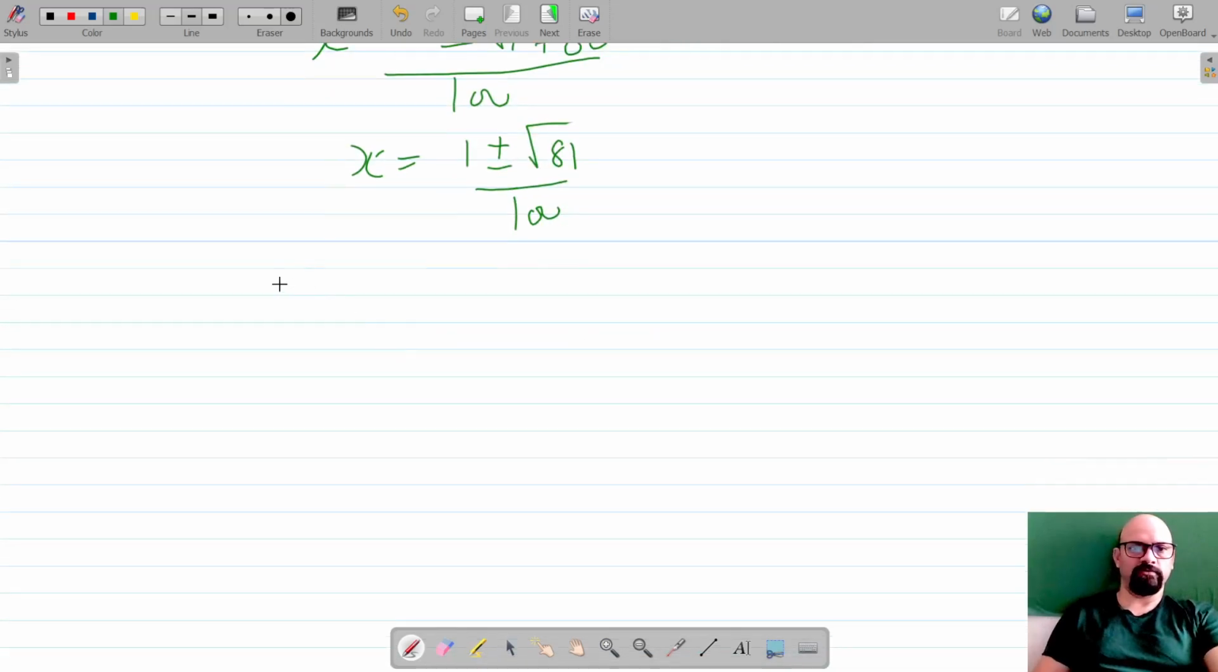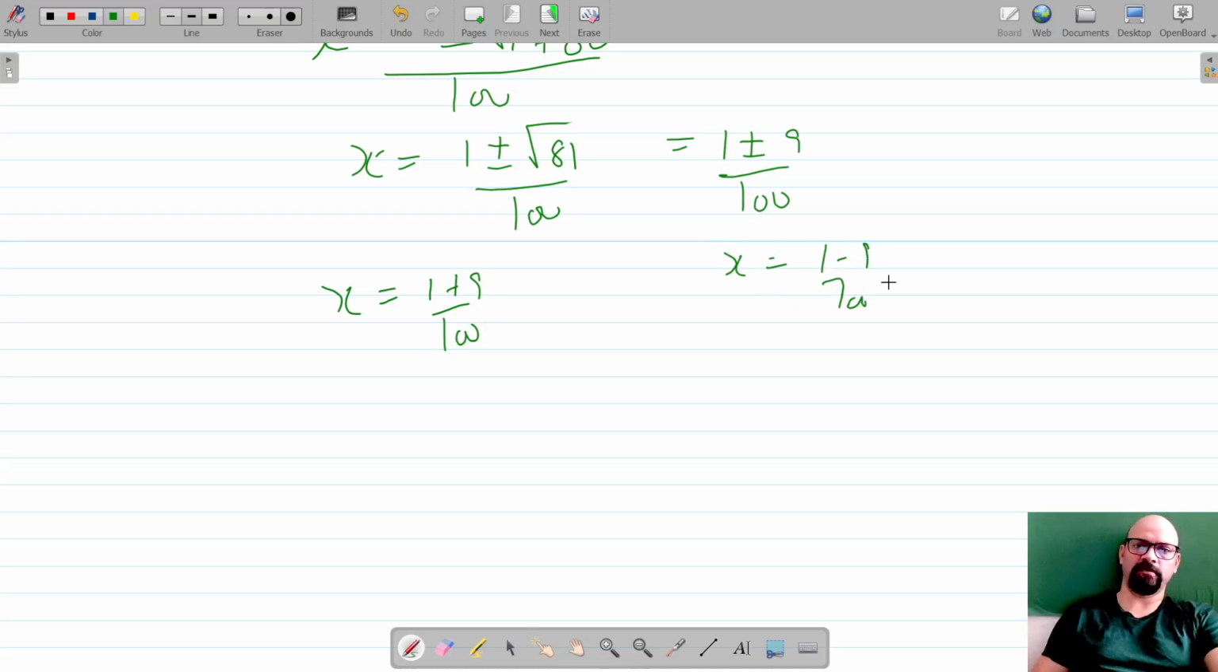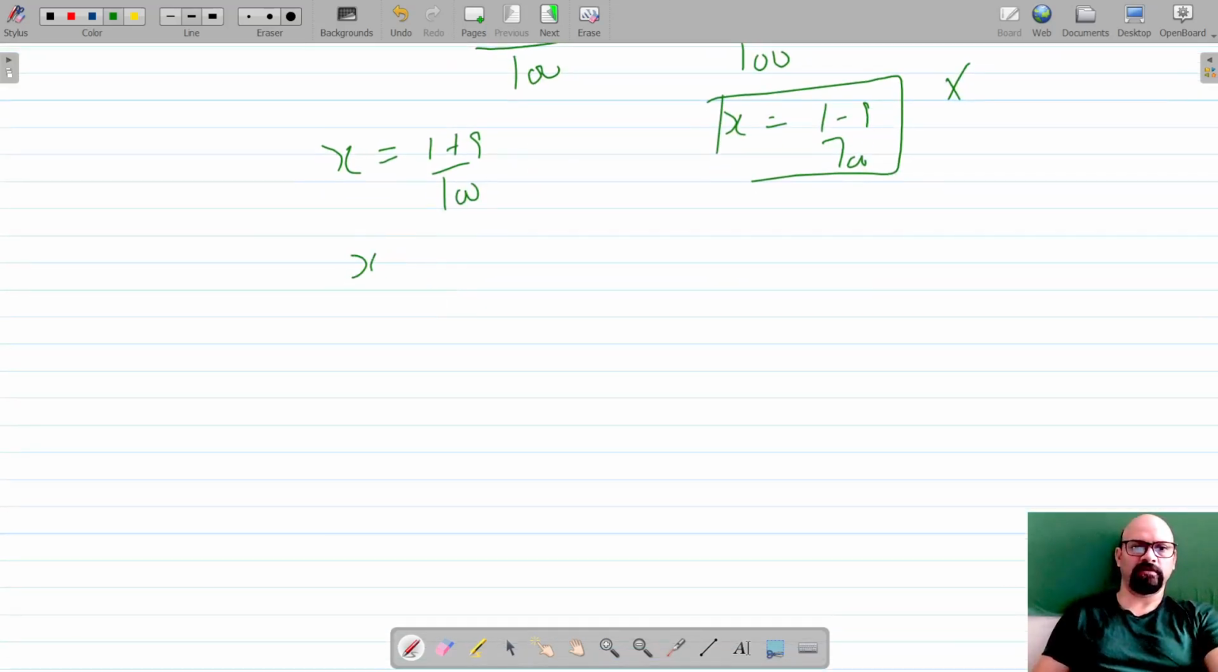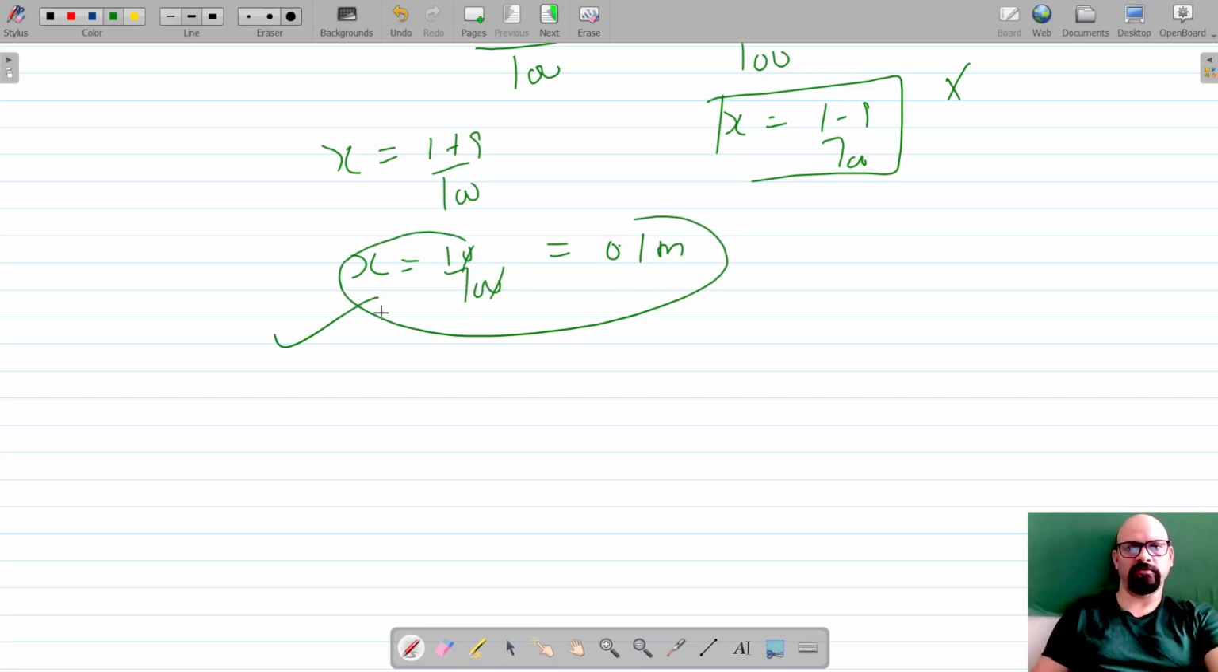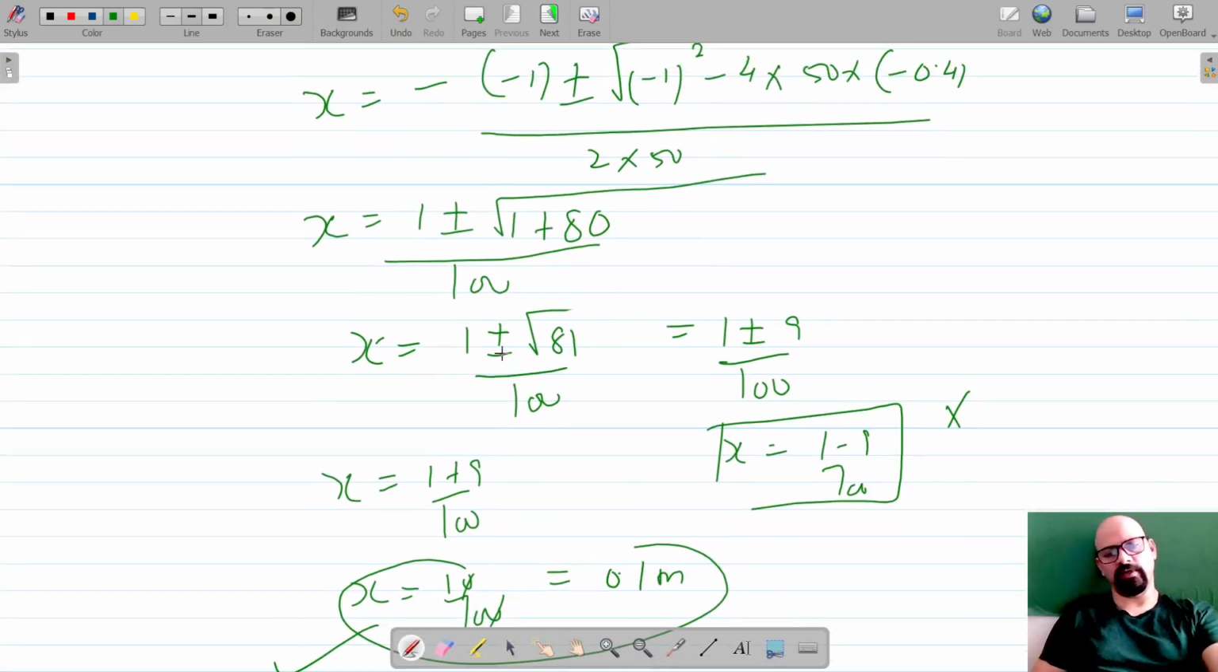So our values are 1 plus minus 9 upon 100. I'm going to take the positive value, so x is equal to 1 plus 9 by 100, and the other value, x is equal to 1 minus 9 by 100, we are going to reject. So x is equal to 10 by 100, which is equal to 0.1 meter. So the spring is going to be compressed by 0.1 meter.